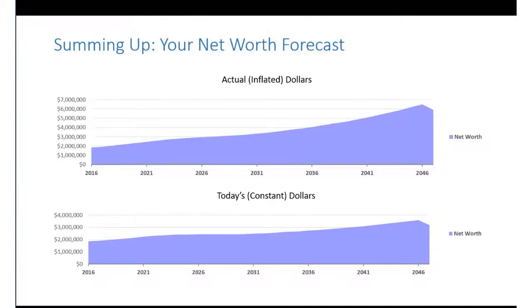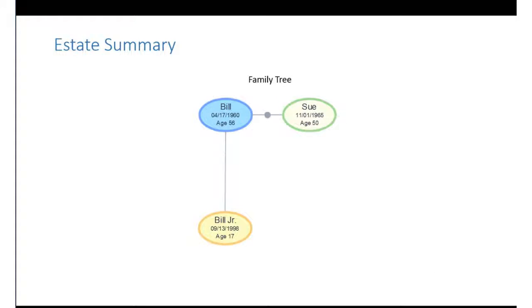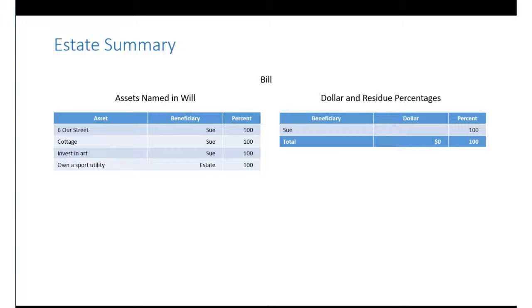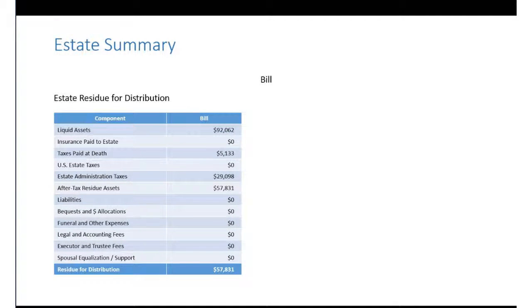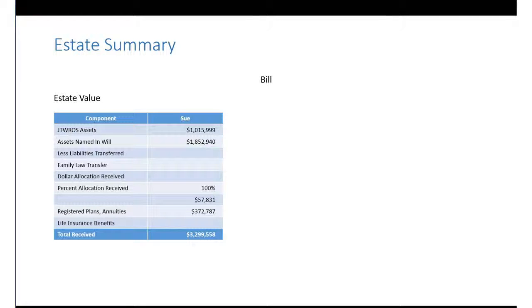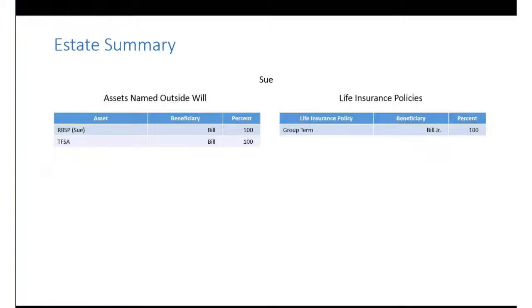A net worth forecast, again, actual and today's dollars, a stack bar version of it, the net worth comparison between the two solutions, and then estate output if you wish. So you can see the family tree, and then the different terms of the will, who are the beneficiaries of different assets, etc. The estate residue for distribution, the estate value that's going to be distributed, and then I've included an estate map which shows in this particular case that Sue is the beneficiary of all of Bill's assets and what the different amounts are. And then the same estate summary for Sue.